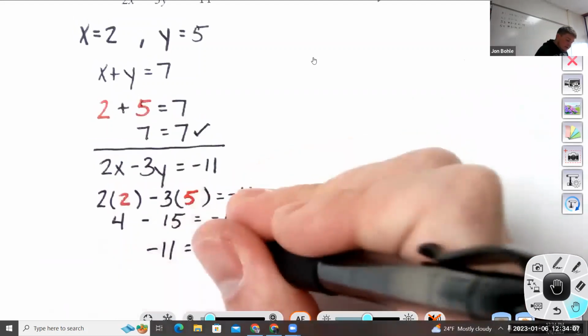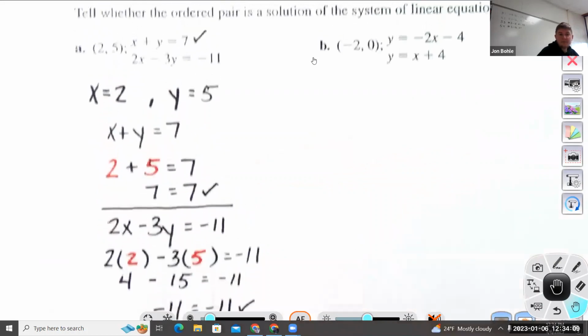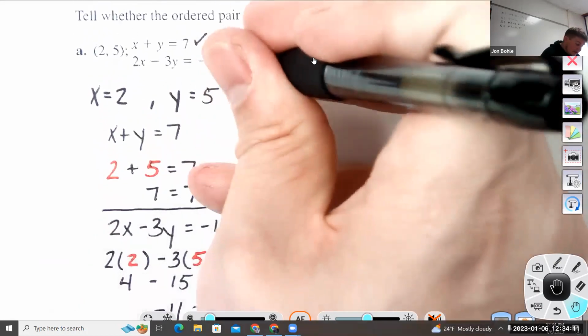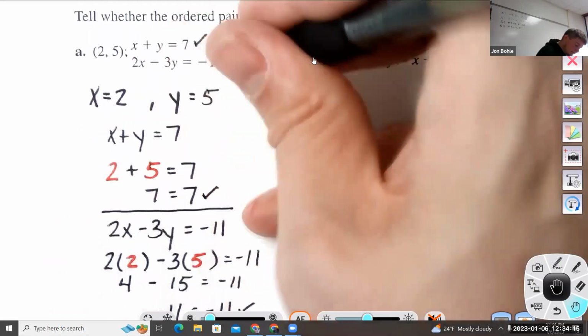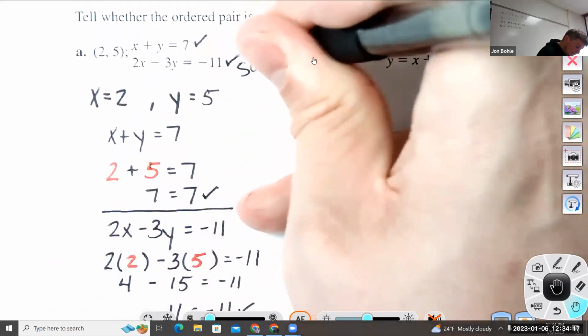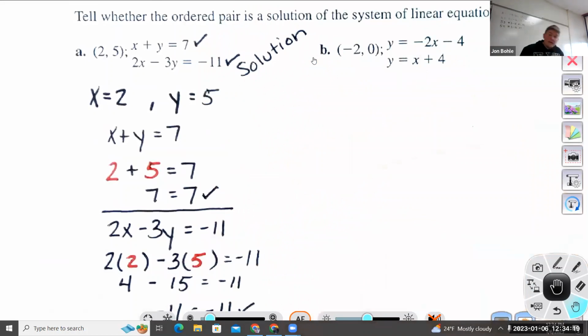Sure did. So is it a solution to the bottom one? Yes, it is. Is it a solution to the system? Yes, it is. It's a solution to the system indeed. It has to be true to the top and true to the bottom. Okay, if you get any one of them that's not a solution, game over. It's not a solution to the system.